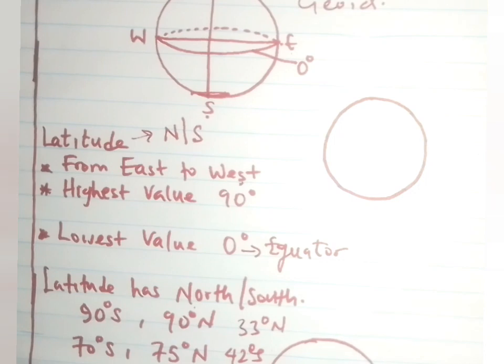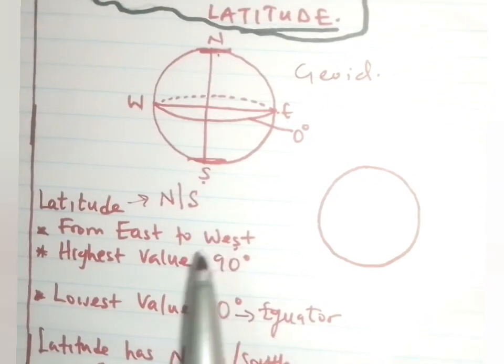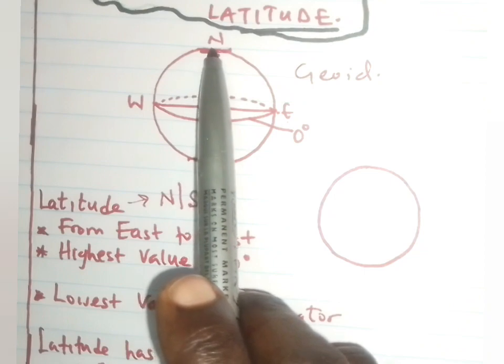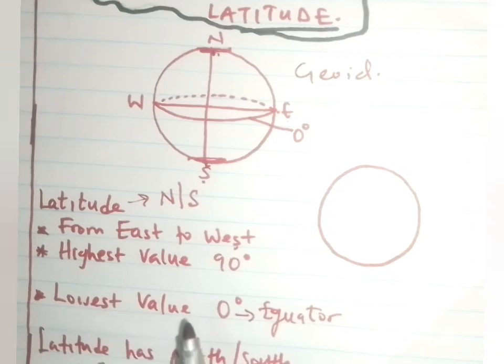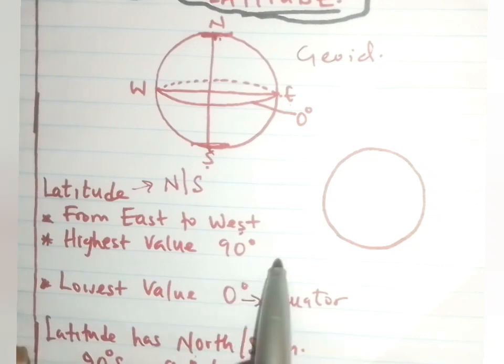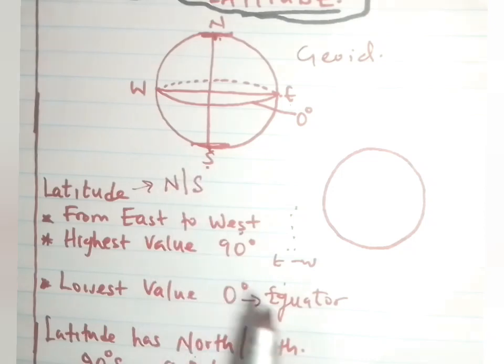Now, let me teach you how to draw any latitude. It's very simple. The first thing to know is that this is the North Pole, this is the South Pole, with 90 degrees at the top here and 90 degrees at the bottom. So the latitudes move from 0 to 90. They measure angles upward, but their direction is from east to west. Take note of that. The direction is from east to west, but the measured angles are vertical, top and down.